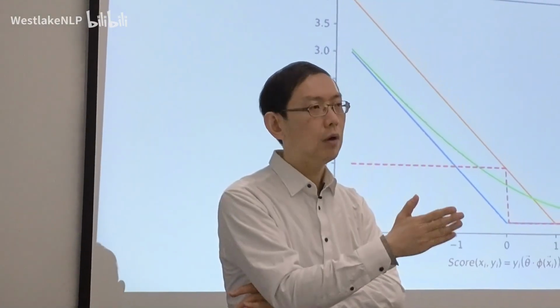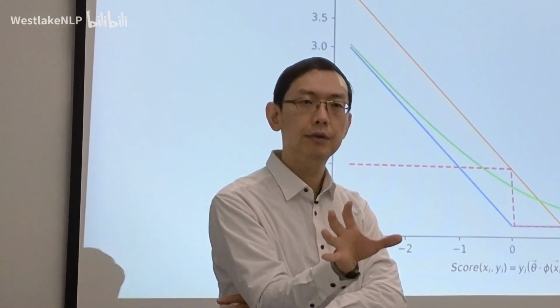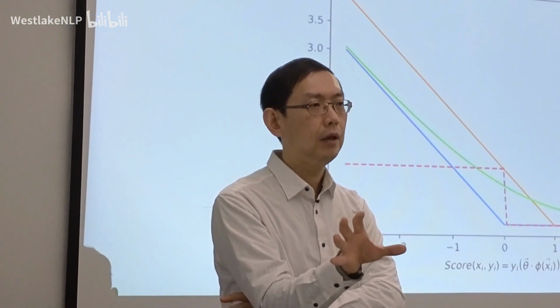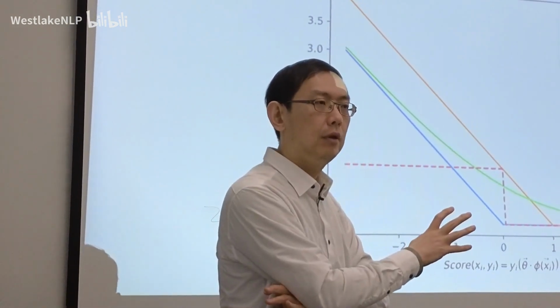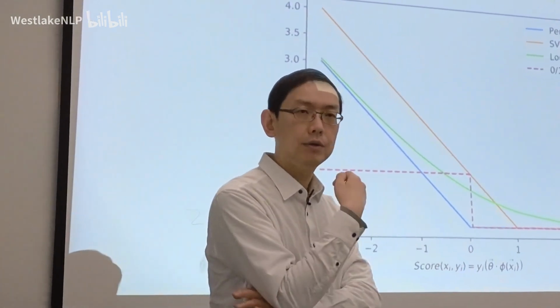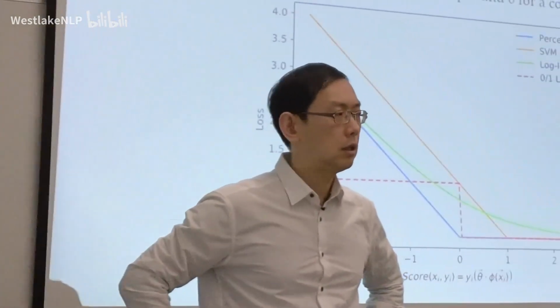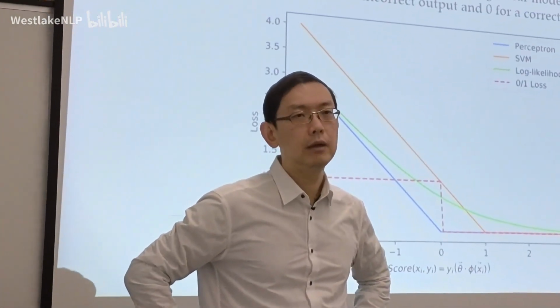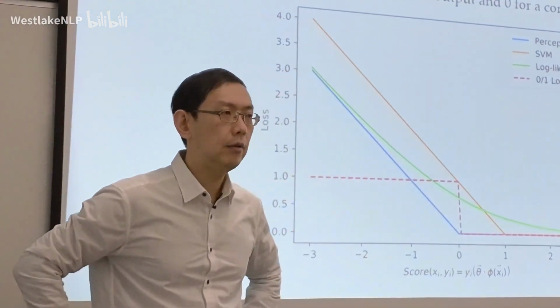When your model score is above 0, your model makes a correct prediction, so you don't have a loss. The loss is 0. But when your model score is less than 0, your model will make the incorrect prediction. You'll have a 1 loss. This 0-1 loss means whether your prediction is correct or not. It's a theoretical loss.